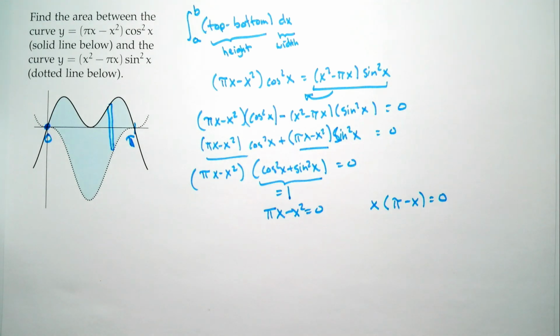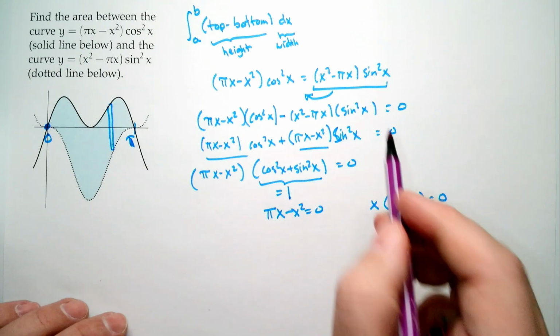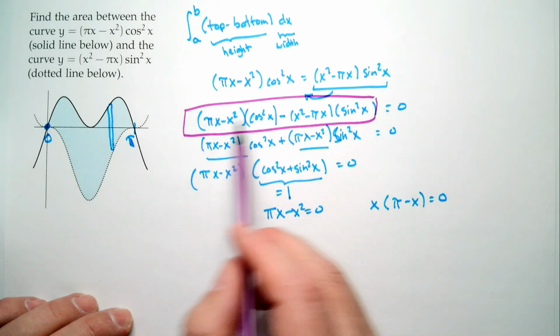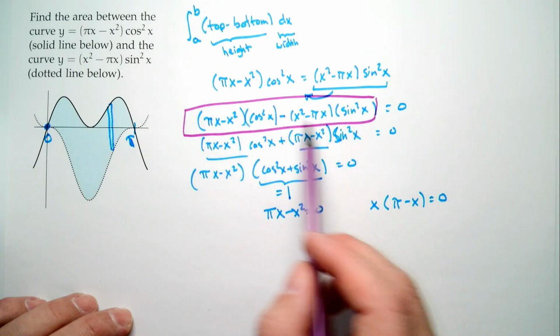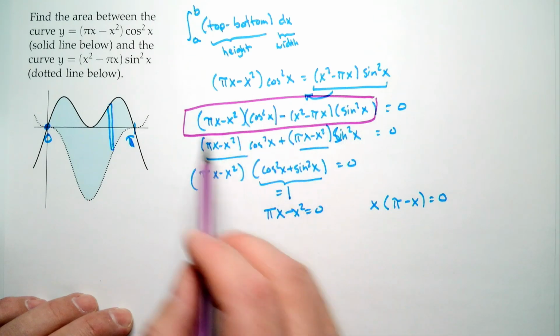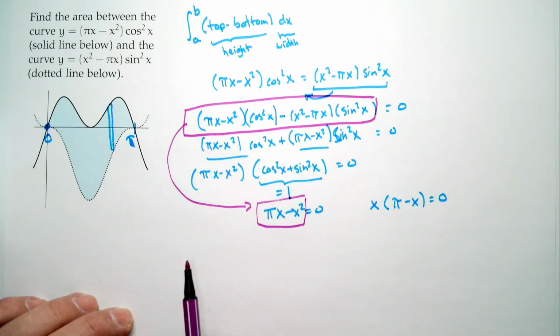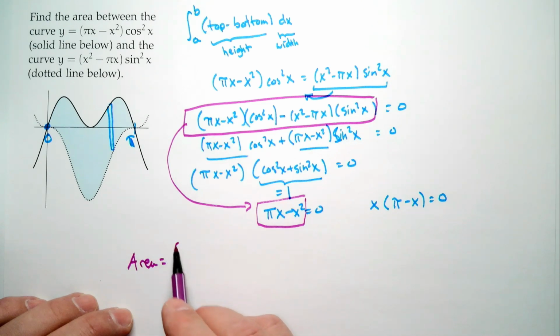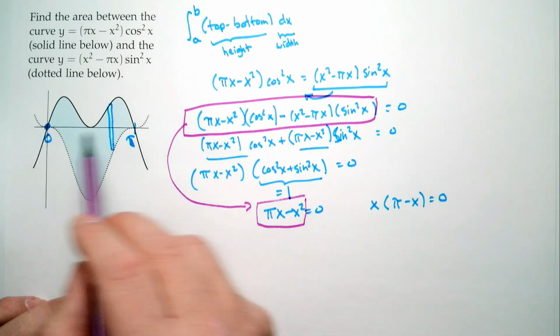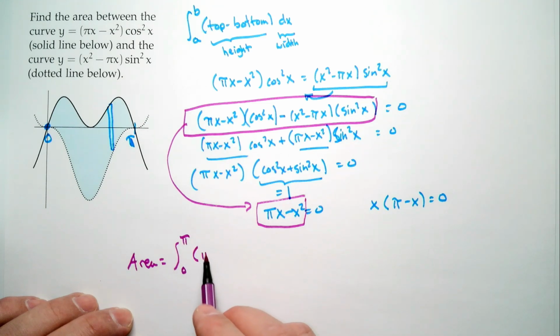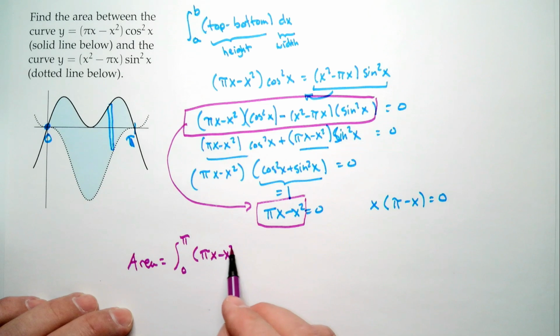Because what's happening? Notice this part right here. This is the top minus the bottom, and we know that it simplifies to pi x minus x squared. So the area is going to be the integral from 0 to pi, and the top minus bottom becomes pi times x minus x squared, and then dx.